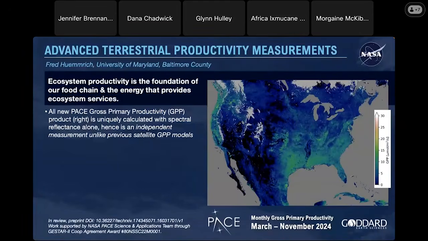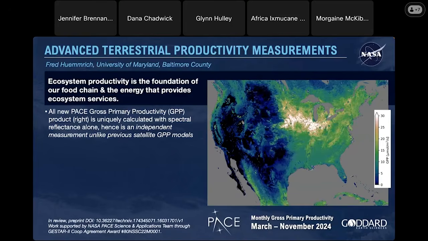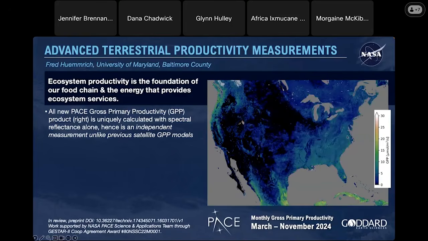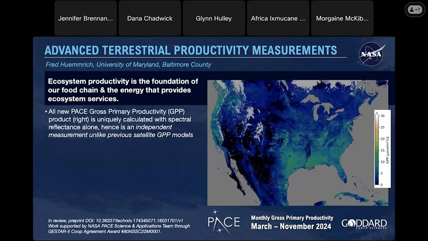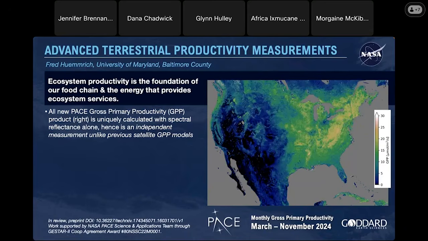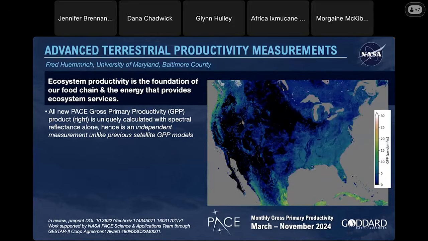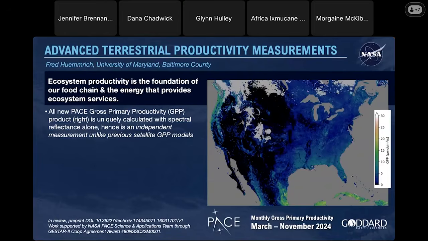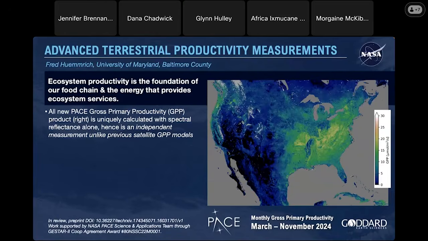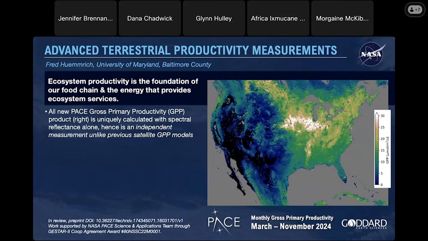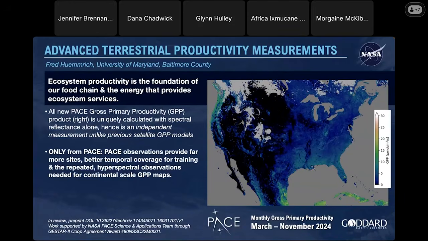Here's one example. We've looked at productivity from space using NDVI for some time, but using the spectral reflectance data alone, just the spectral reflectance data from PACE, one of our science and applications team members has developed an all-new PACE gross primary productivity product. It's an independent measurement, unlike previous satellite GPP models such as those developed with NDVI data. And as we know, independent measurements are more robust than ones that rely on layers of other kinds of data or other sets of uncertainty.